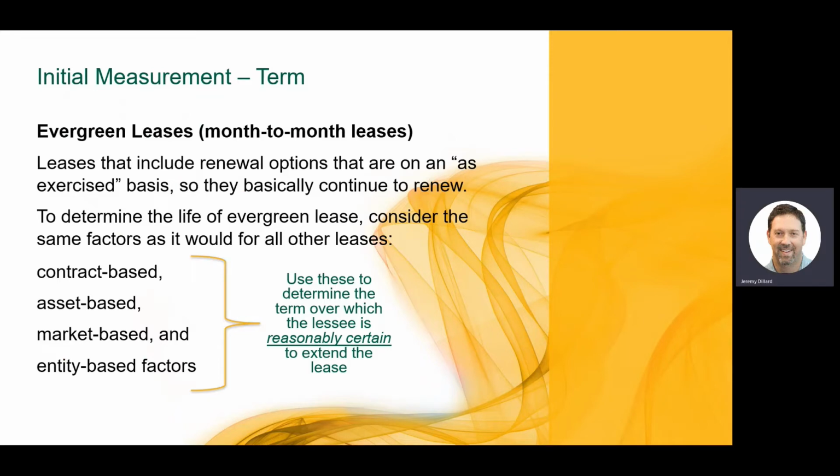Regarding lease terms, it's common for some leases to have month-to-month arrangements. Those are also sometimes referred to as evergreen leases, and there are some considerations on this slide about an appropriate lease term for those evergreen leases. For an example of asset-based factors, an entity should consider the leasehold improvements on the leased asset and what it means if there's an estimated useful life of 10 years on those leasehold improvements, but the lease is being renewed on a month-to-month basis. In that situation, the entity may determine the evergreen lease has a lease term of 10 years.